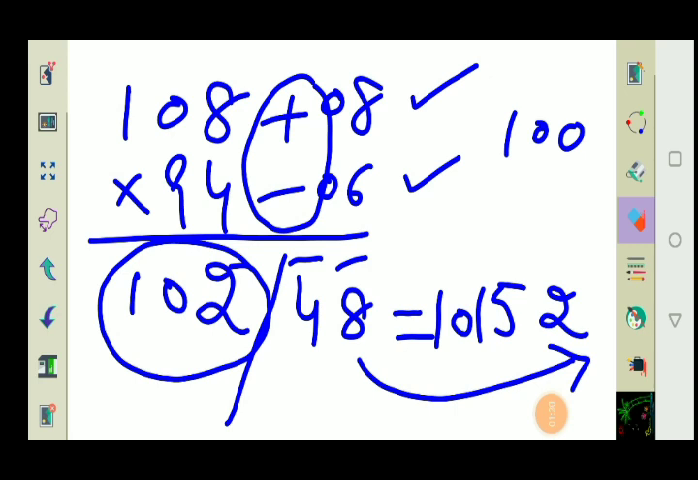I repeat, 4 and 8 are having vinculum. So 8 is subtracted from 10 and 4 from 9. And after that 102 will be 1 less. So it will be 101. So this is our answer.